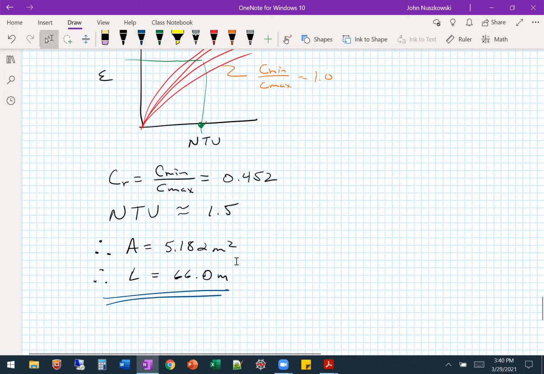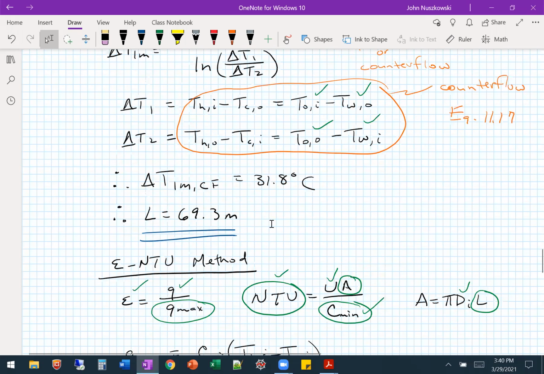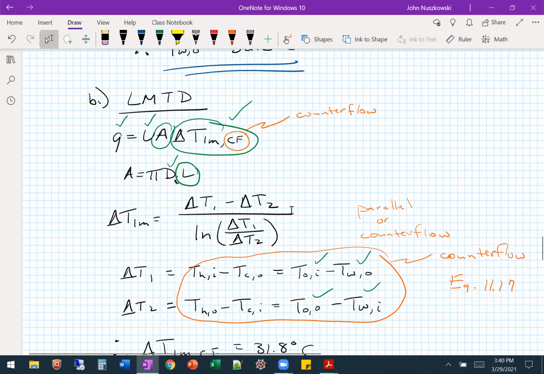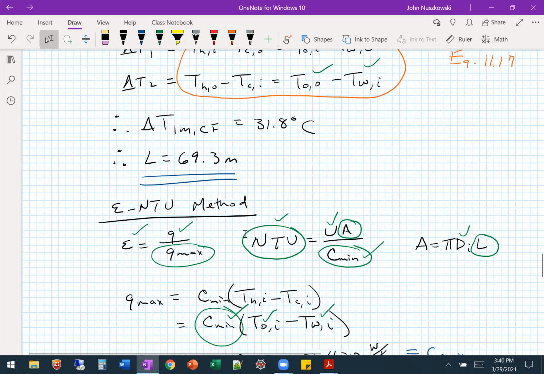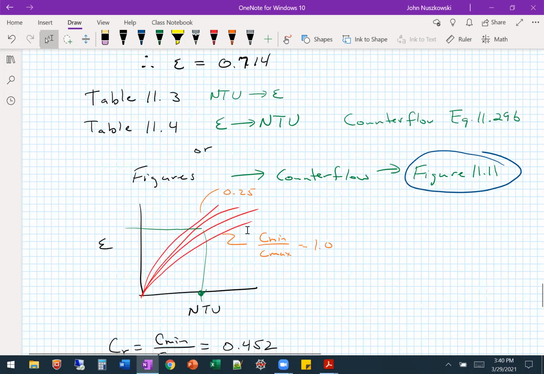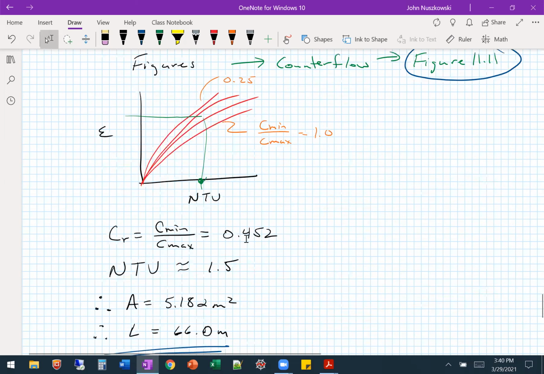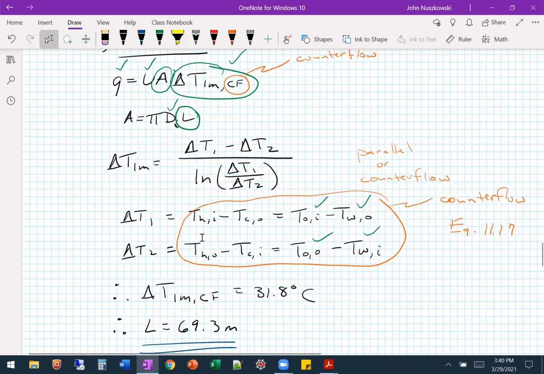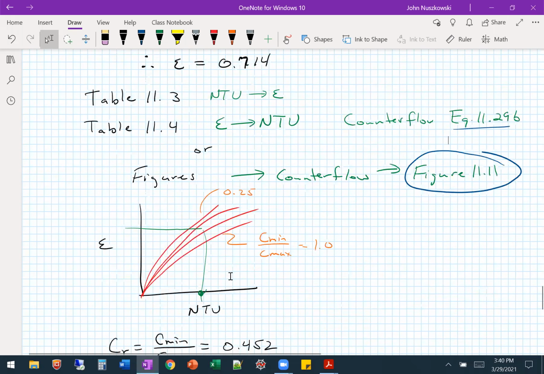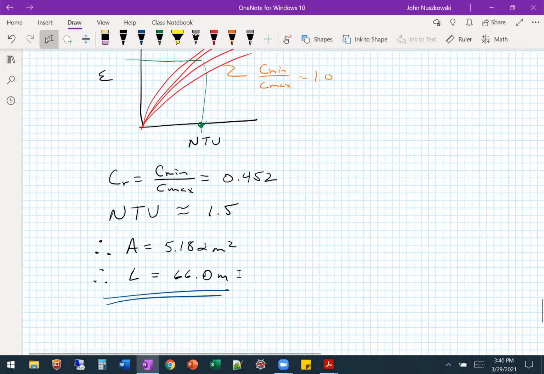Okay. So we got 66 with the effectiveness-NTU method, and we got 69.3 with the log mean temperature difference. If we use the equation form, here, 11.29b, we would have got the same answer as using the log mean temperature difference. It's just error in reading the figure. Any questions?